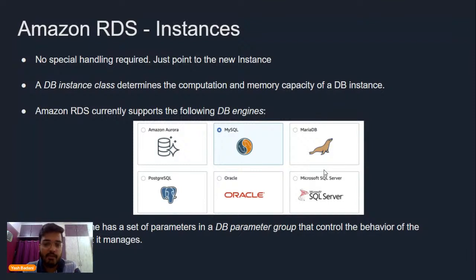It's actually five: MySQL, MariaDB, PostgreSQL, Oracle, and SQL Server. And there is a different offering which is called Amazon Aurora, and we'll talk about Amazon Aurora in some time. As I mentioned, each database engine has a set of parameters which you can configure using a DB parameter group to control the behavior of your databases, right?